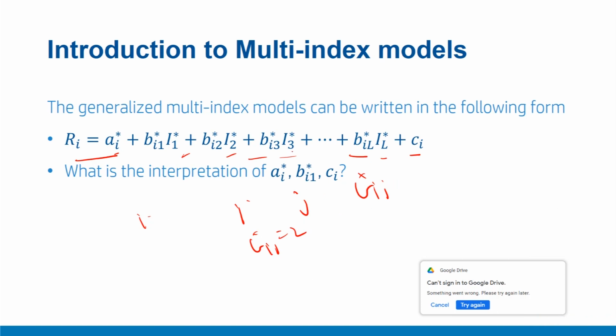The stock specific components, again similar to single index models, are Ai star and Ci. Here Ai star is the expected value of the unique return, a constant. This is the constant term. Usually one would expect this term to be 0, that is, not significantly different from 0 in the regression model output.